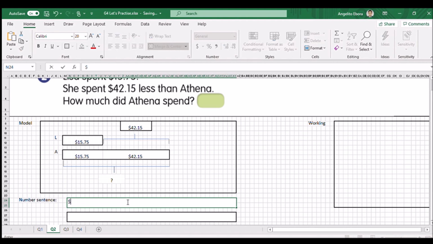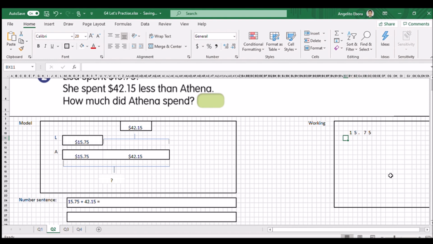So we add both of them. $15.75 plus $42.15. That's our number sentence. For the working, let's solve it. $15.75 plus $42.15. Okay, so let's add.